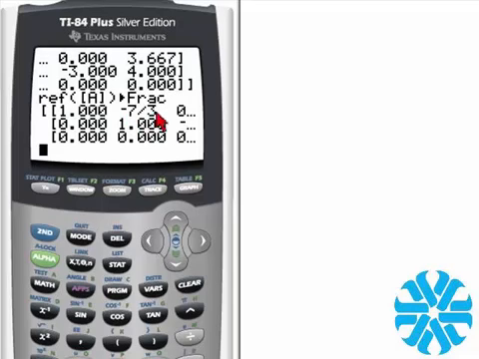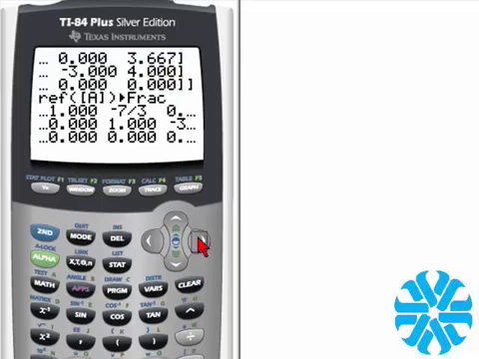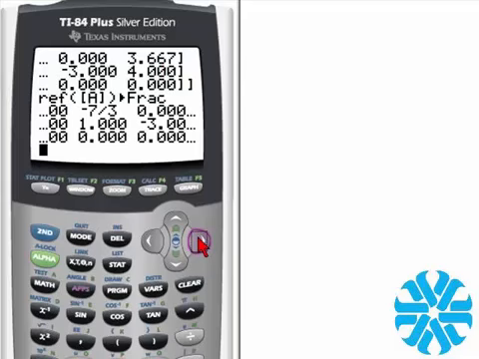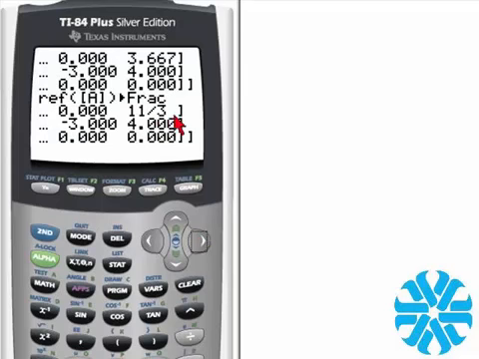So let's look at this value here, the 3.667. Let's move over. And that converted it to 11/3, because this is 3 2/3, which would be 11/3. So these are the exact values. It's better to have that.